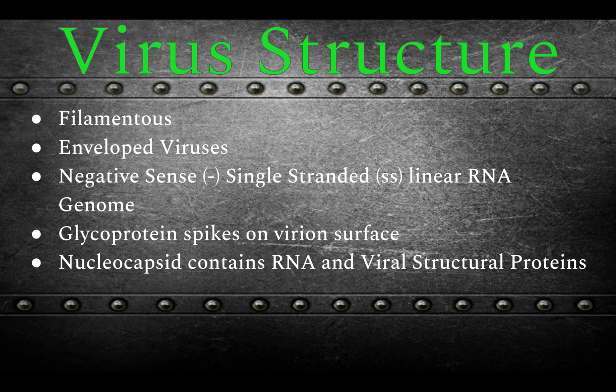On the outside of the virion structure are glycoprotein spikes that are useful in the adhesion of the virus to host cells. The nucleocapsid contains the viral RNA and the viral structural proteins, 5 of which to be exact, and 2 matrix proteins.